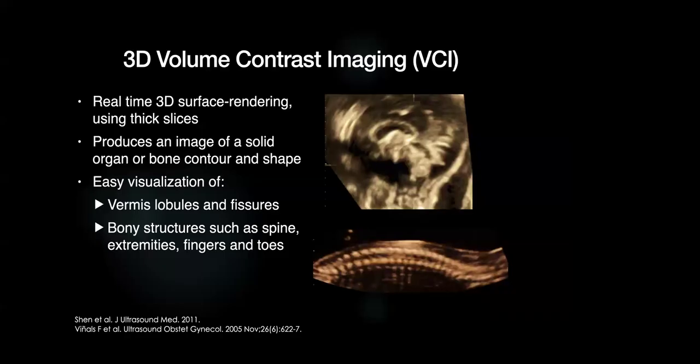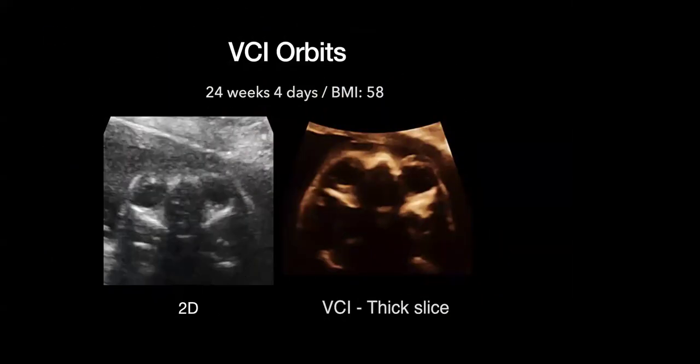It performs real-time 3D surface rendering using thick slices. This produces an image of a solid organ or bone contour and shape. This provides easy visualization of the vermis lobules and fissures, and bony structures, which I really love to see, such as the spine, extremities, and fingers and toes. And this, of course, is available on your 3D ultrasound probes. So really take a look and try to utilize those settings, especially when assessing.